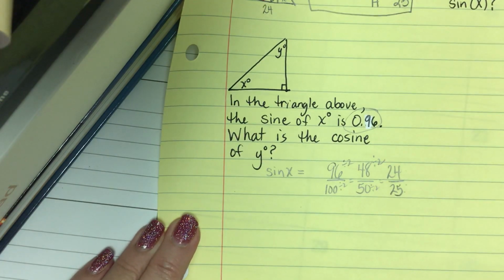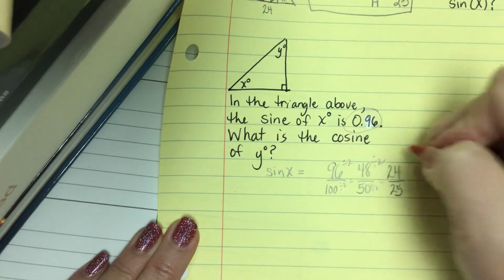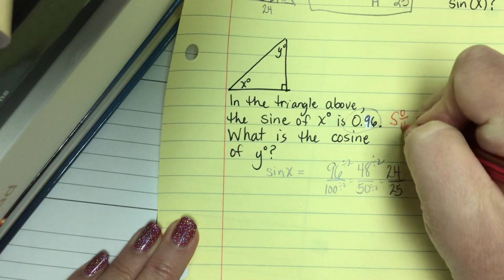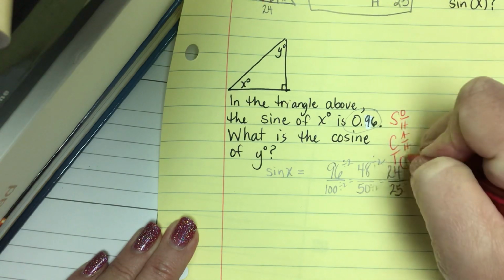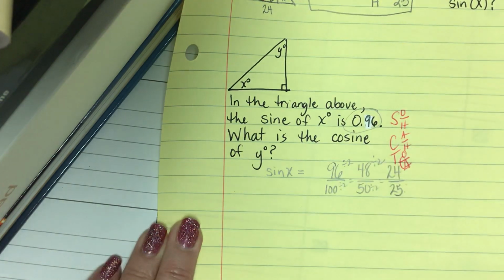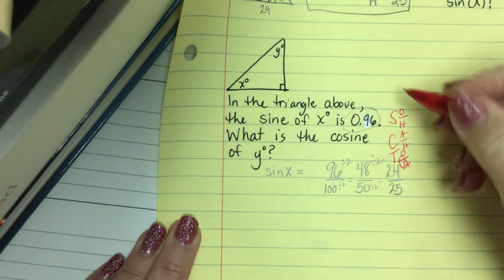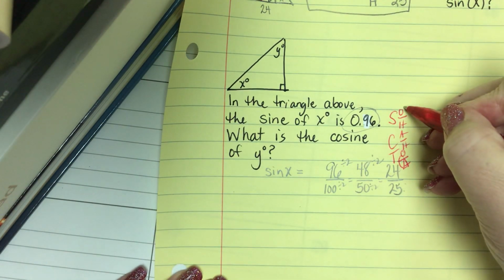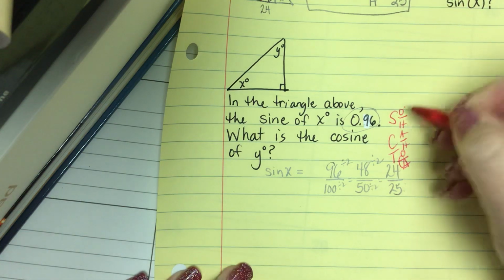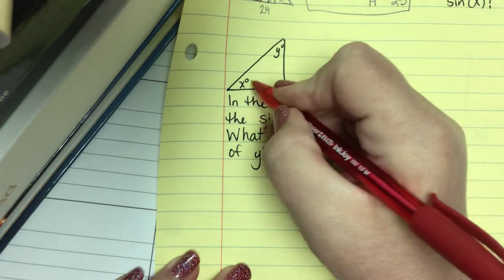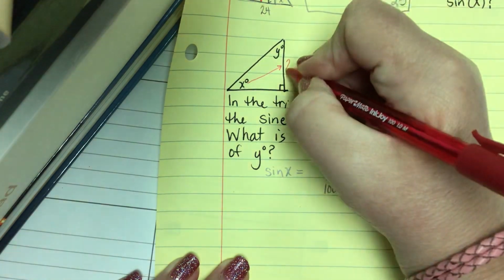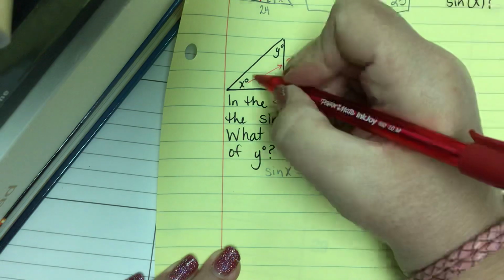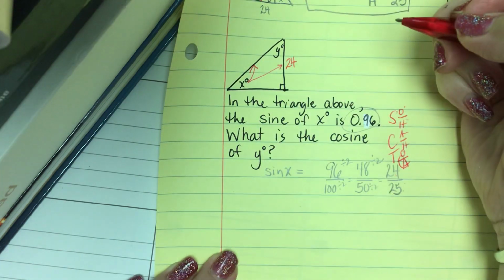Going up here to my triangle that's already drawn for me. Sine, so, SOH CAH TOA, the sine is the opposite side over the hypotenuse. So if I go to angle X, the opposite side, the measure is 24, and the hypotenuse, the side across from the right angle, is 25.